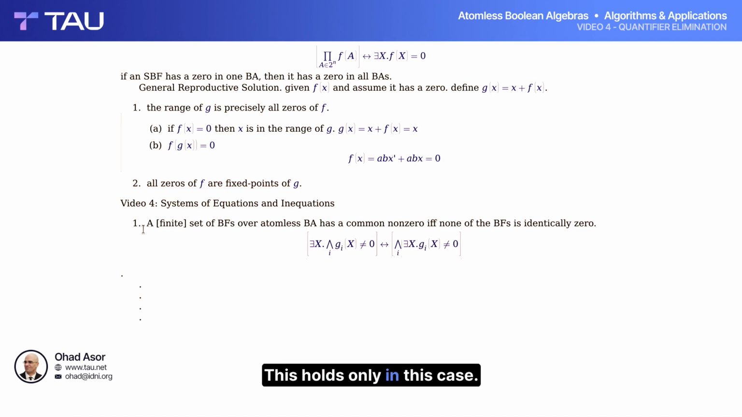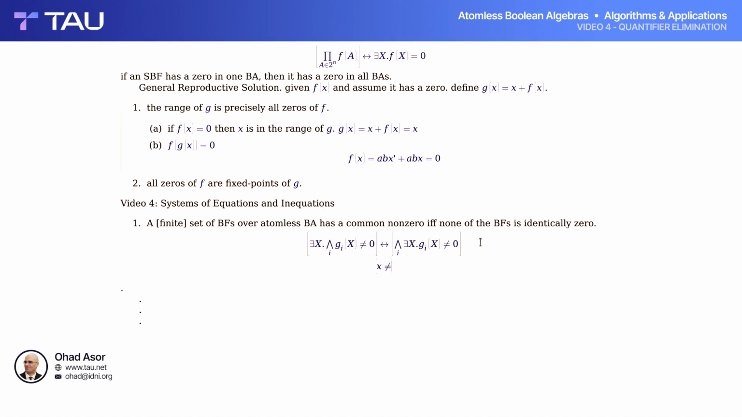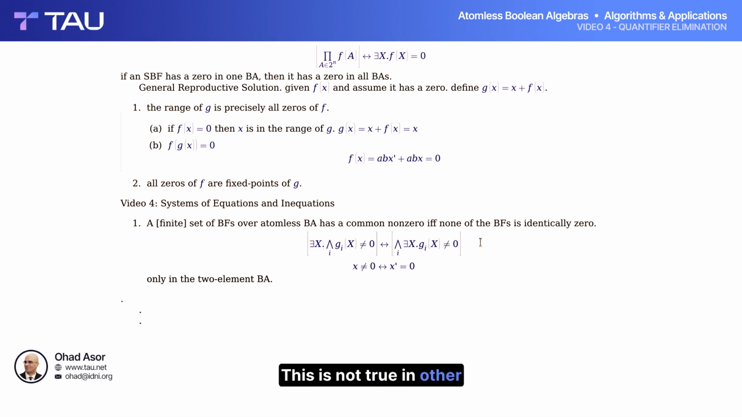This holds only in this case. So first note that everything here is negative, everything does not equal 0. And we make the assumption that we are in an atomless Boolean algebra. That's very important. This is not true in general Boolean algebras. First thing to notice, in the two-element Boolean algebra, whether you are equal 0 or not equal 0 is pretty much symmetric. Saying something is not equal 0 is the same as saying that its complement equals 0, but this is only in the two-element Boolean algebra. This is not true in other Boolean algebras.